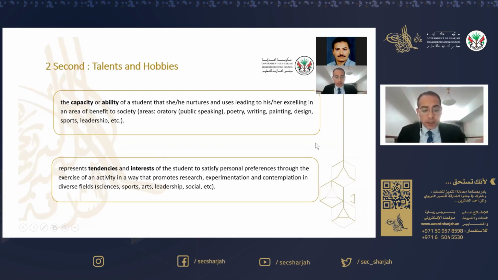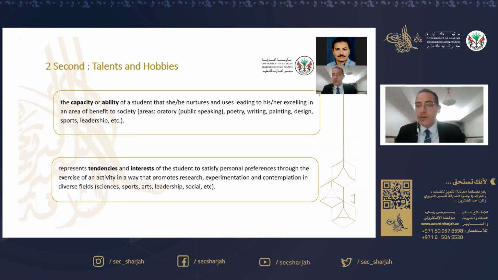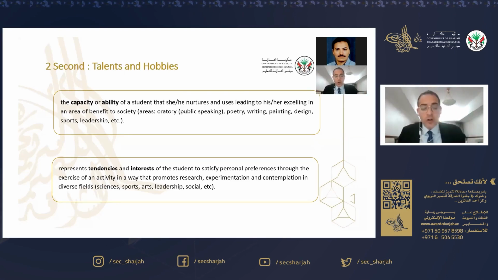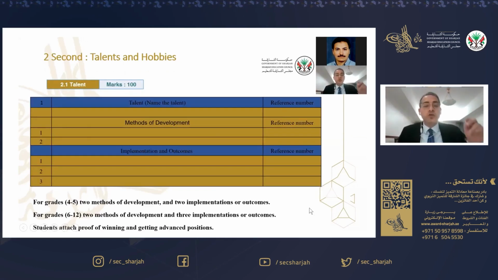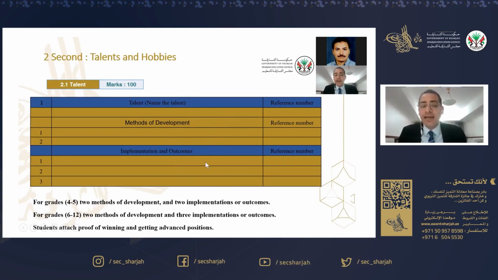Now, what does this look like? You need to list two methods that you apply to develop your talents and your hobbies, because the judges want to know how you develop your talents and hobbies and what the outcomes are. You've been developing your talents and hobbies for about, let's say, two years, three years, four years. How did you develop this talent, and what was the outcome?